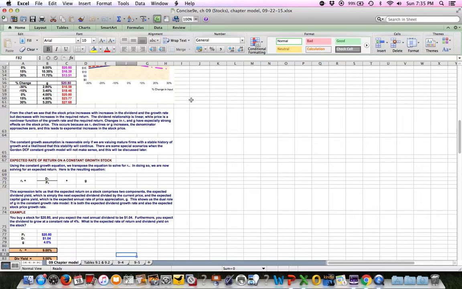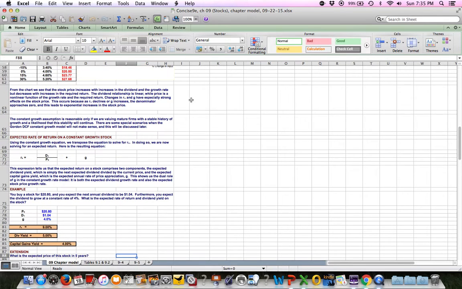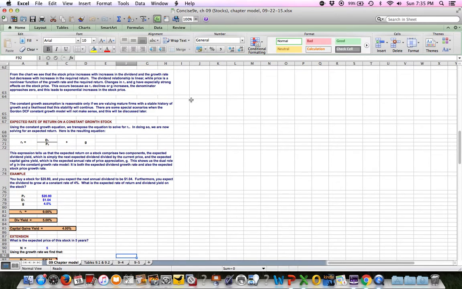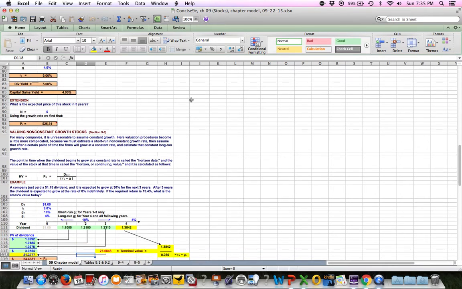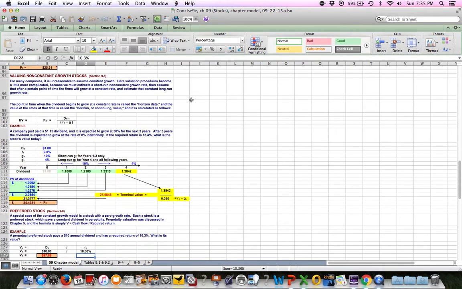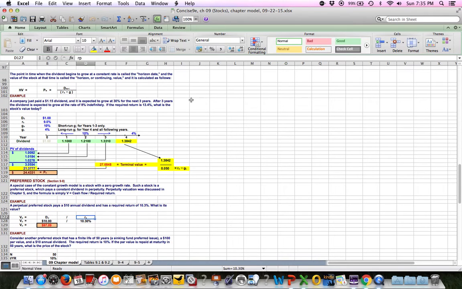And then of course, as we have a growth rate, what's the expected rate of return? And how do we break that return into dividend yield versus capital gains yield using the same data that we used up above and also the same numbers that were in the PowerPoint. And then there's an example to value non-constant growth stocks. It's a little more challenging because we have to bring these separate dividend payments back to today's value until we get to the terminal value, which is where they go constant at a certain rate.